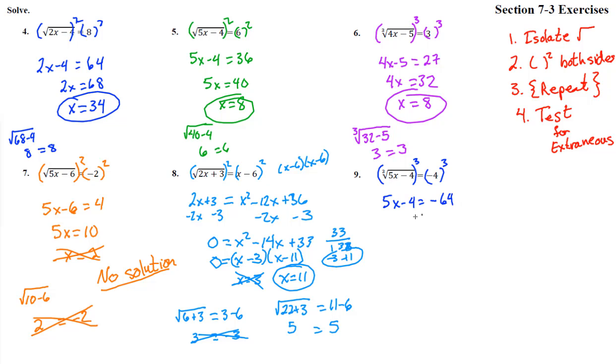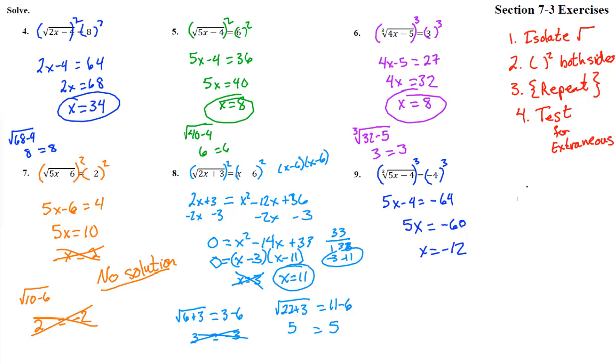So if we add 4 to both sides, this is a nice chapter 2 equation where we just get the x's together and solve. So add 4, we get 5x equals, what is that, negative 60? So x equals a negative 12.